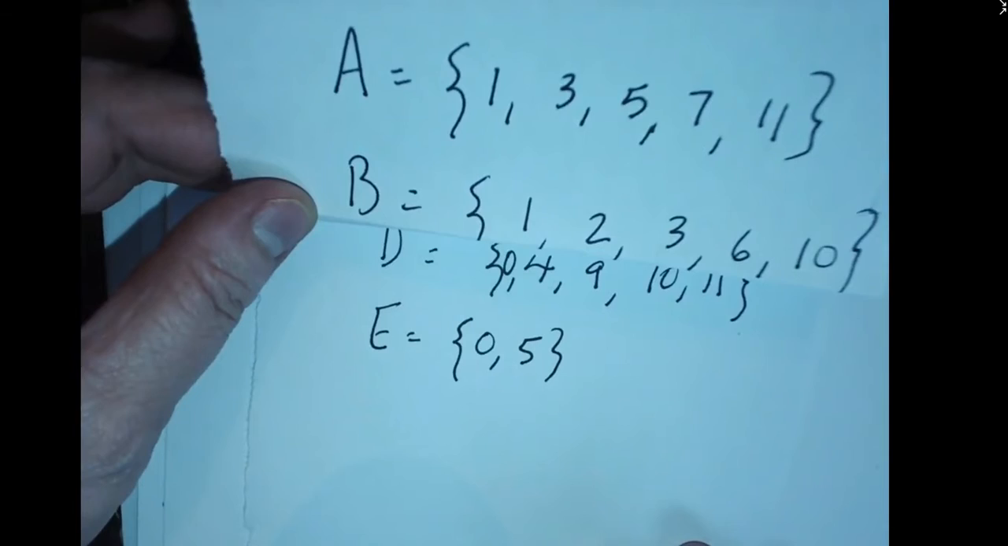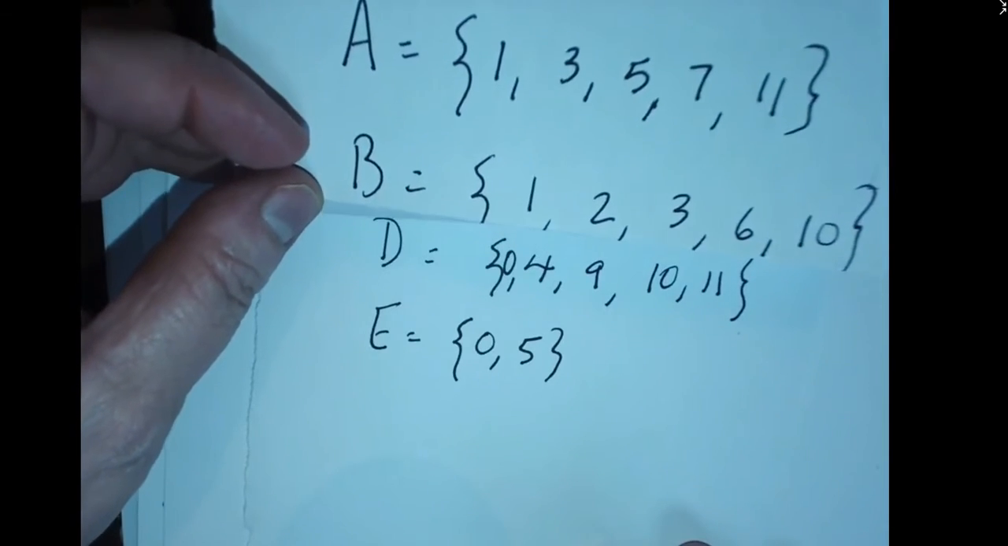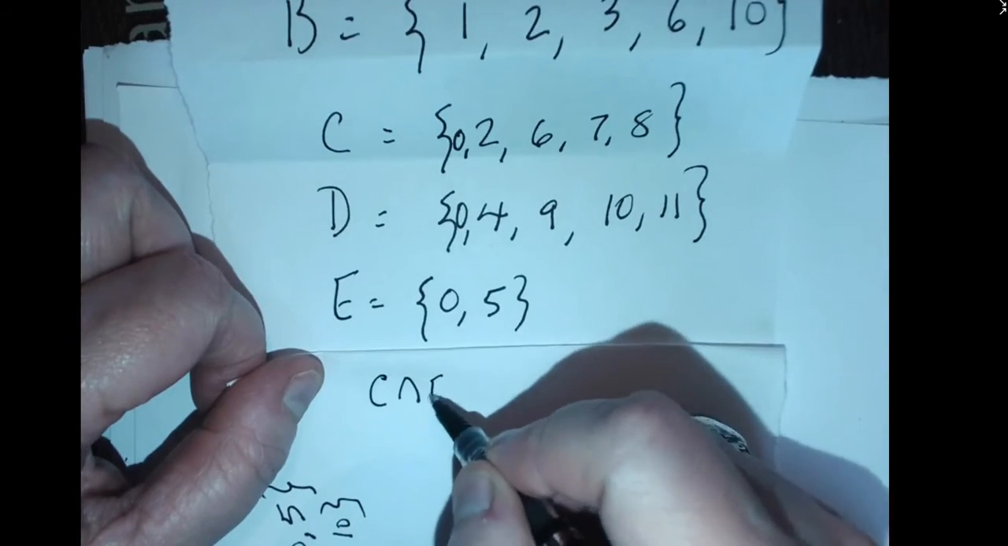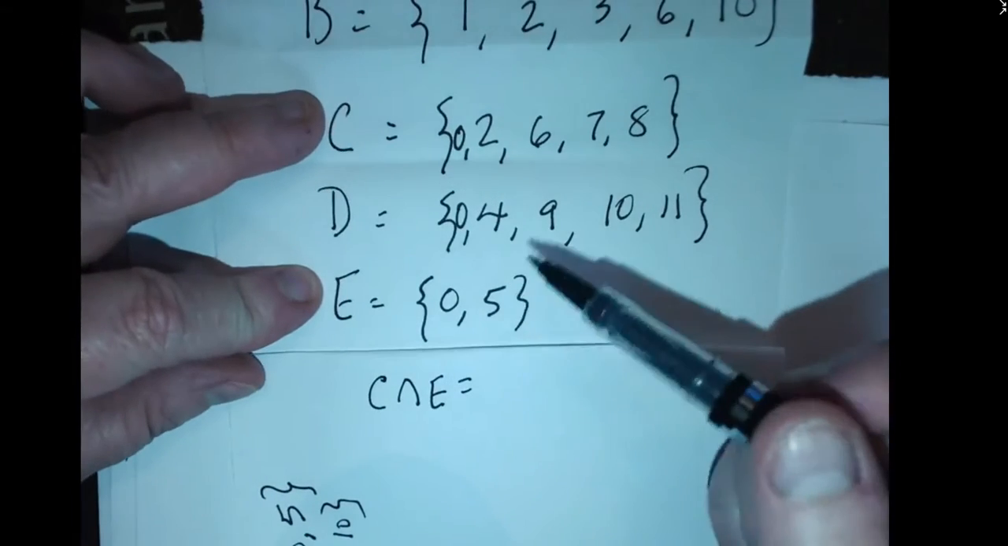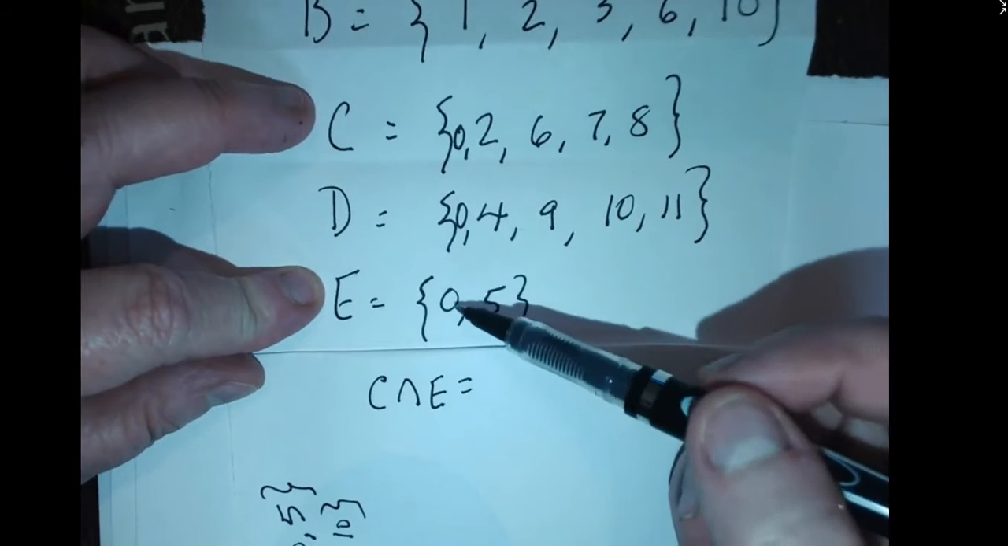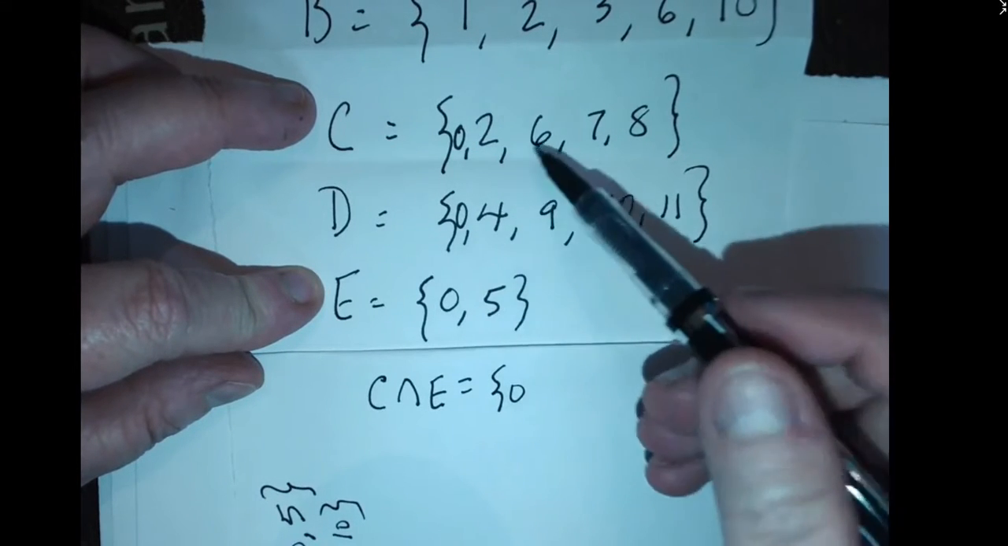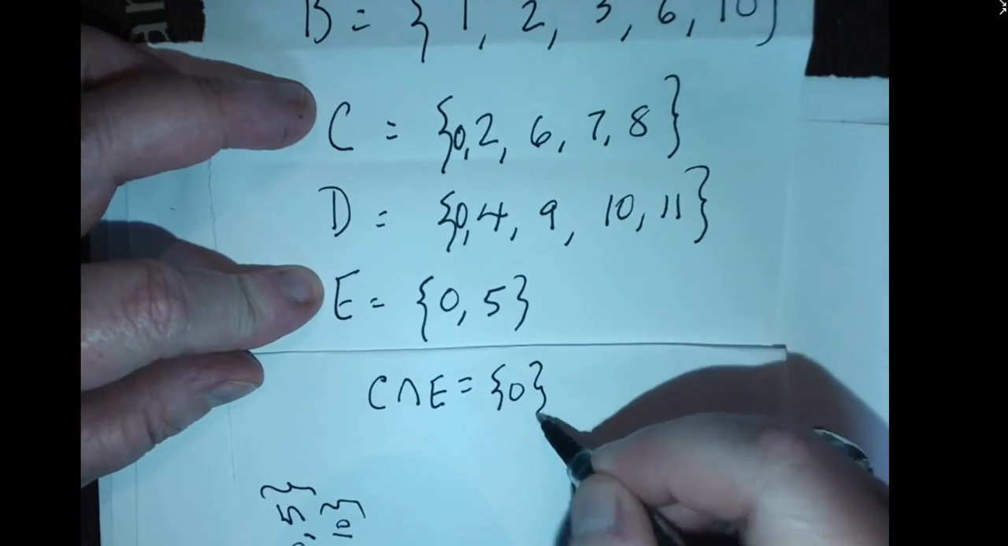Now let me look at C and E. What is the intersection of C and E? I'm going to start with the smaller one, and they both have a 0, but they both don't have a 5. So that's the intersection of C and E.